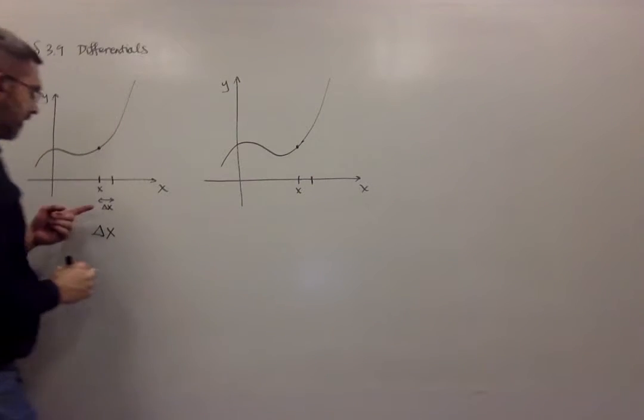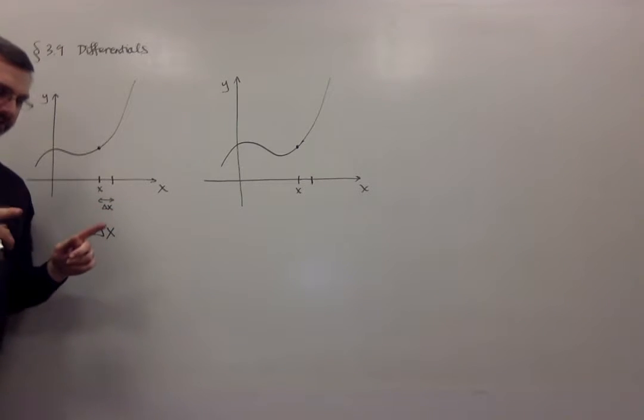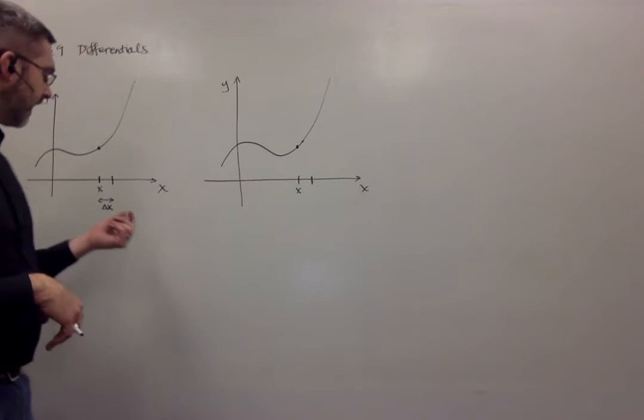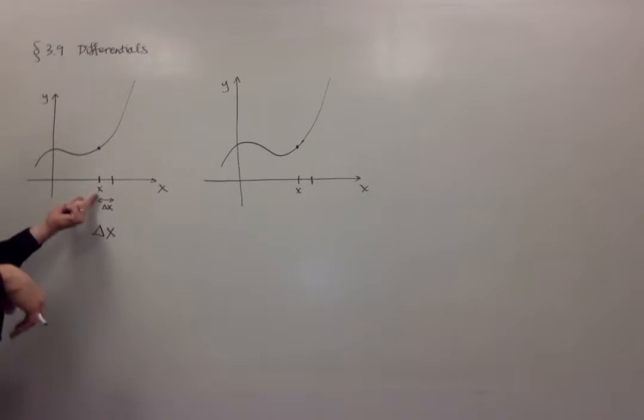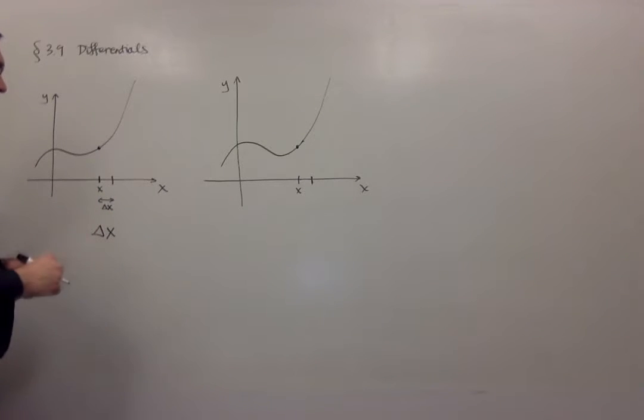Okay, so the question is, if my radius, for instance, was off by a little bit, like if I measured it to be 10 inches and it was off by possibly half an inch, half an inch would be my delta x. X would be 10 inches. So this is my calculation. This is how far I'm off.